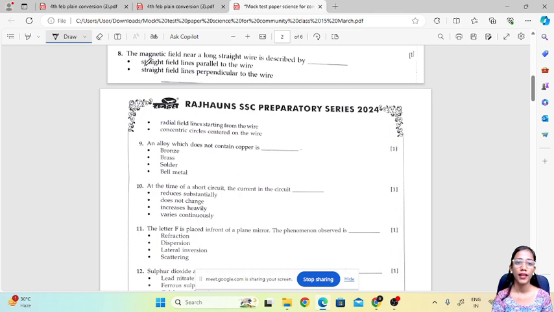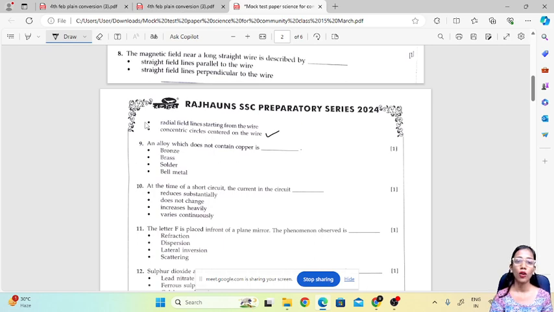The next question: the magnetic field near a long straight wire is described by what? How is the magnetic field of a straight wire represented? The magnetic field of a straight wire is represented by concentric circles, right? So the correct option is option number 4, concentric circles centered on the wire.